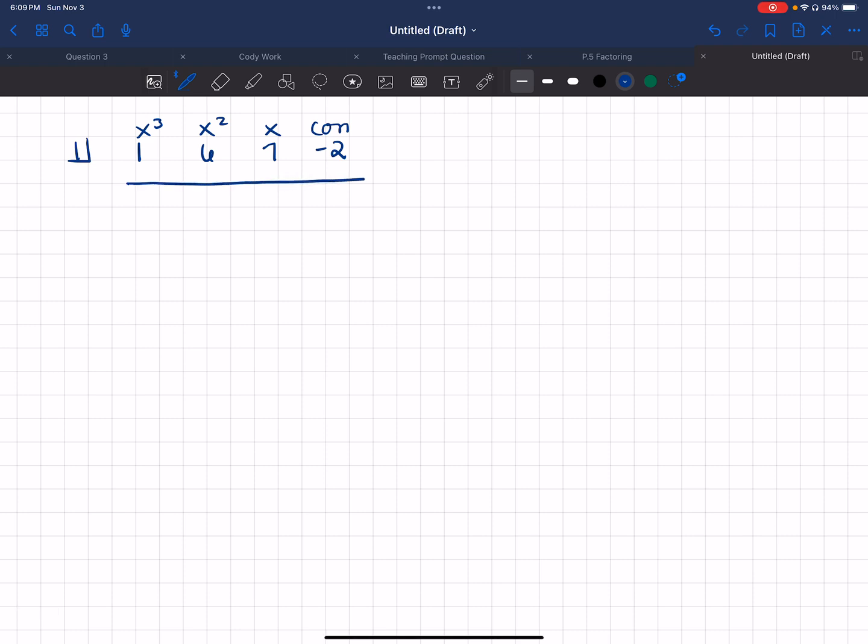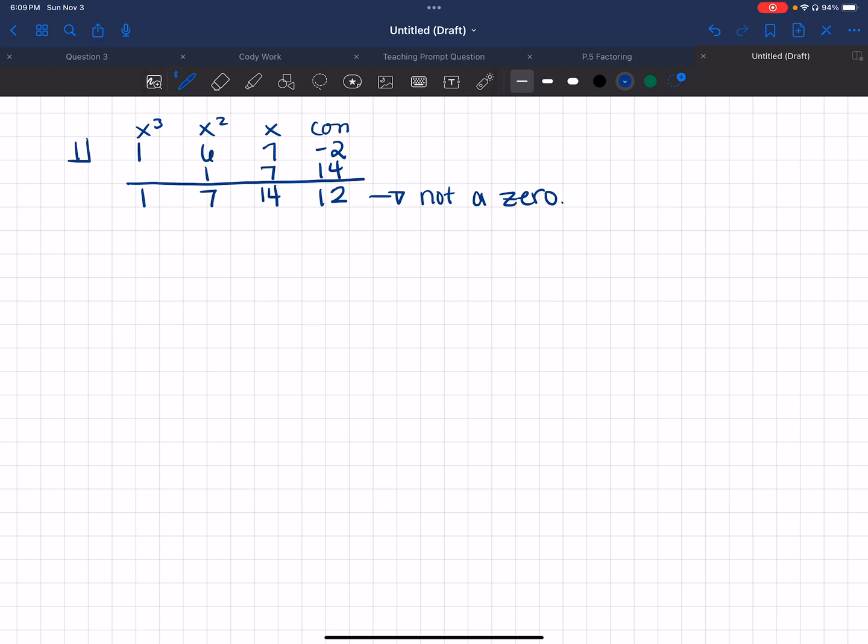So let's use synthetic division there. I'm going to bring down that 1. 1 times 1 gives me 1. 6 and 1 gives me 7. 1 and 7 gives me 7. That gives me 14. And 1 and 14 gives me 14, and that's a remainder of 12. So this one's a no-go, not a 0. Okay? So 1 didn't work.